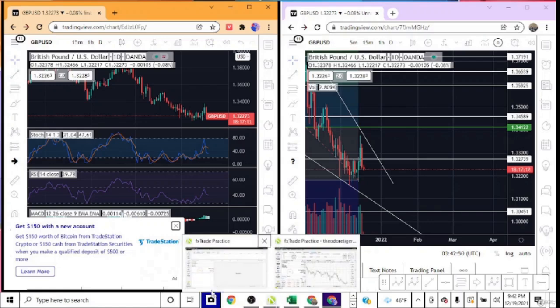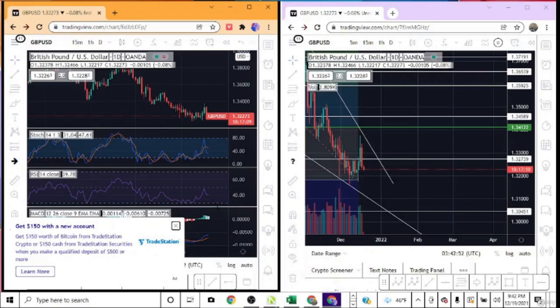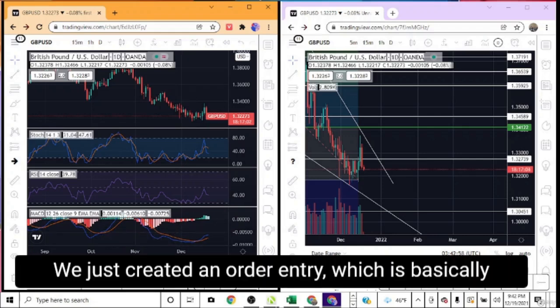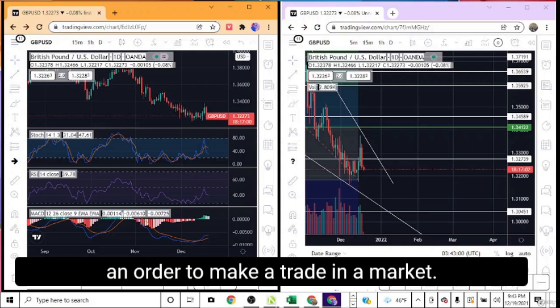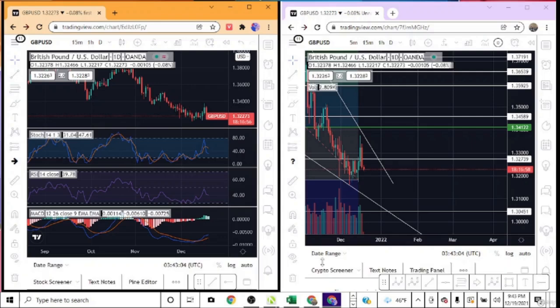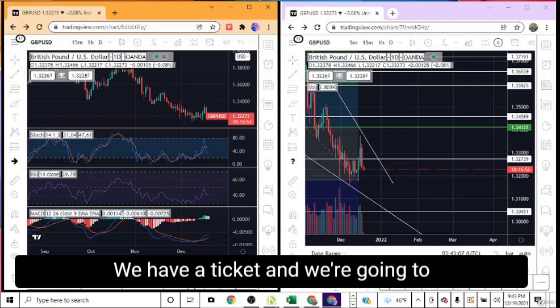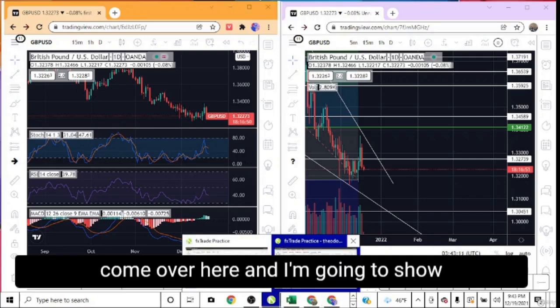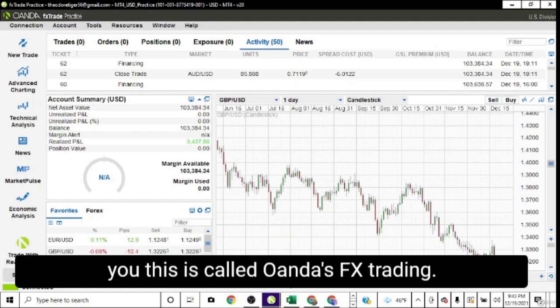Okay, so in lesson 3, we just created an order entry, which is basically an order to make a trade in a market. We have a ticket, and we're going to come over here, and I'm going to show you.